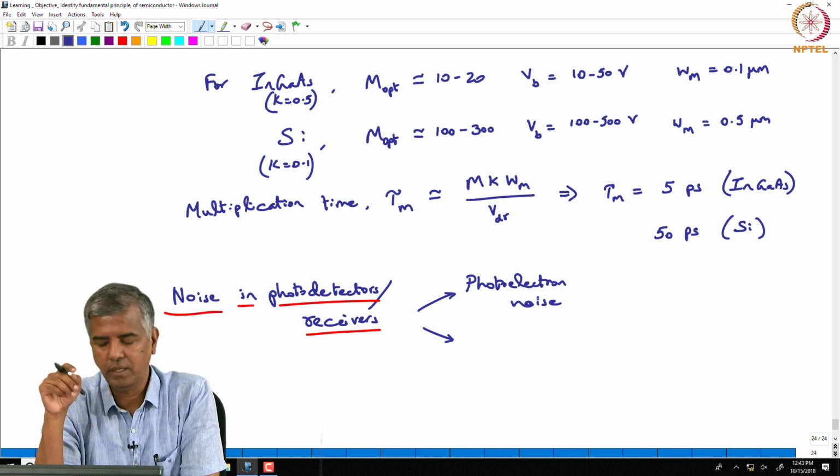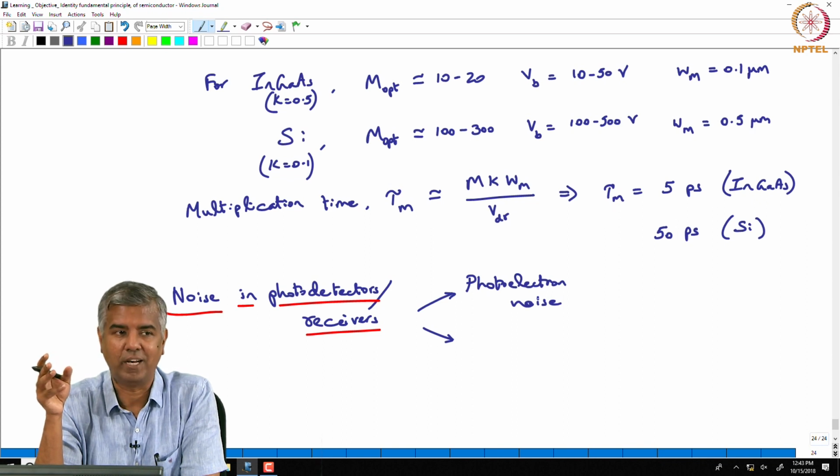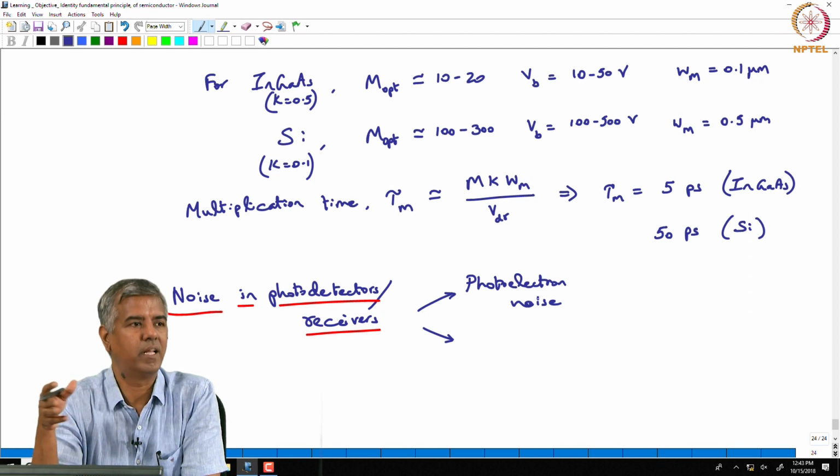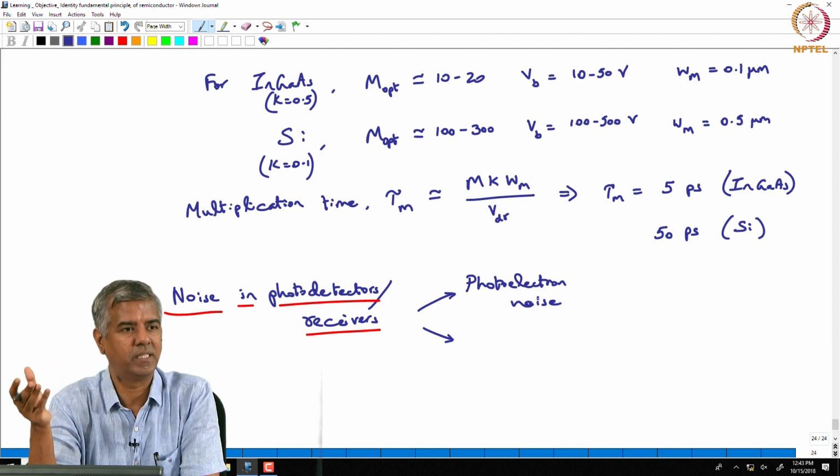So, first of all, you have photons that are arriving in a random fashion, because we talked about all the light sources. All the light sources are characterized by a certain randomness.